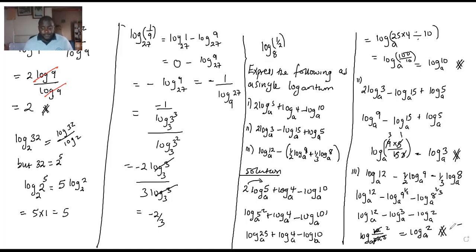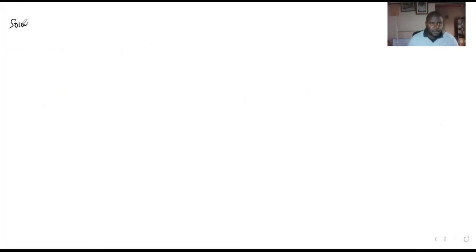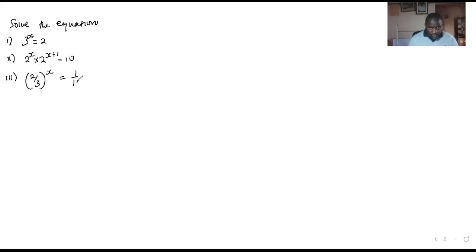Okay, I trust everyone is ready for the next set of examples. So for the next set of examples, we have: solve the equations. 1, 3 power x is 2. 2, 2 power x times 2 power x plus 1 is 10. 3, 2 out of 3 all to the power x is 1 out of 16.